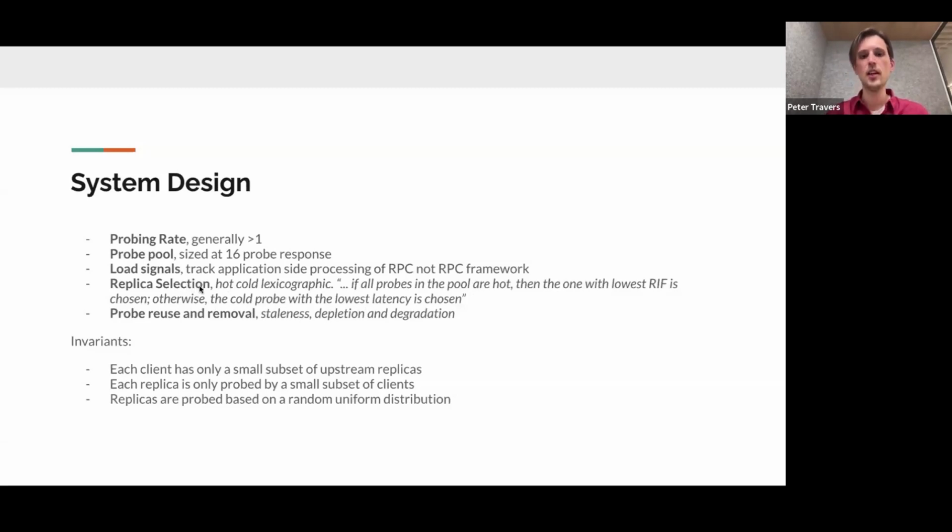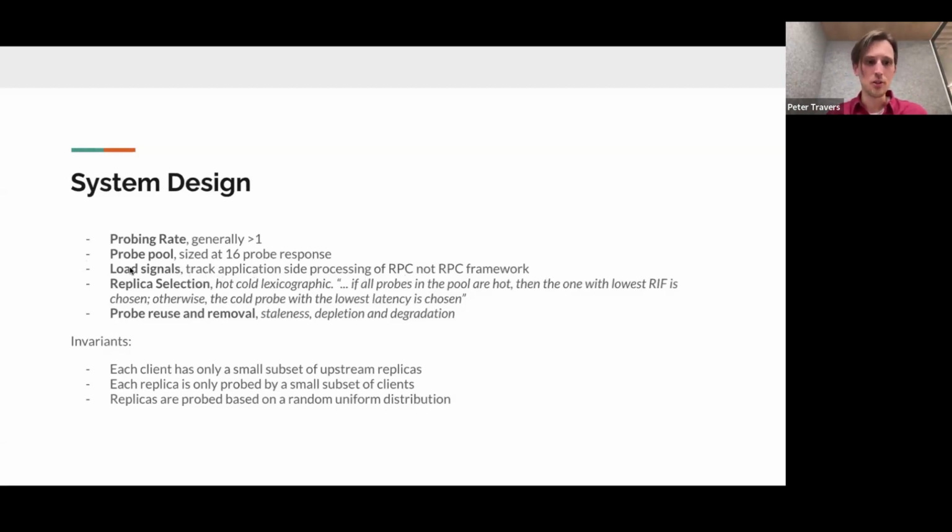This is how we select replicas, and this is the novel part of the algorithm versus existing load balancers. This plus the probe. They size the pool at 16 probe responses, and those are the replicas that will get considered. The rate at which you send the probe is configurable, and they recommended a fairly high frequency, because the latency and the cost of doing it was low in general, from what they saw in their implementation.